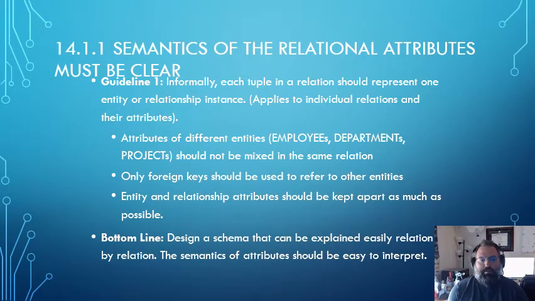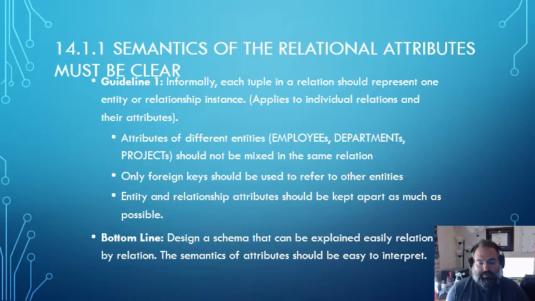Guideline 1: informally, each tuple in a relation should represent one entity or relationship instance. This applies to individual relations and their attributes. Attributes of different entities, employees, departments, projects, and so on, should not be mixed in the same relation. Only foreign keys should be used to refer to other entities. Entity and relationship attributes should be kept apart as much as possible. The bottom line is that you should design a schema that can be explained easily relation by relation.